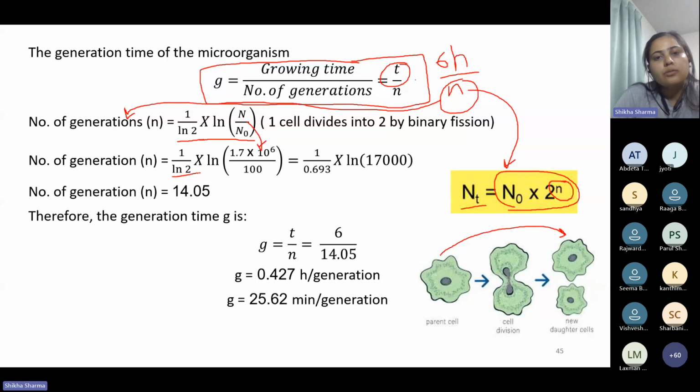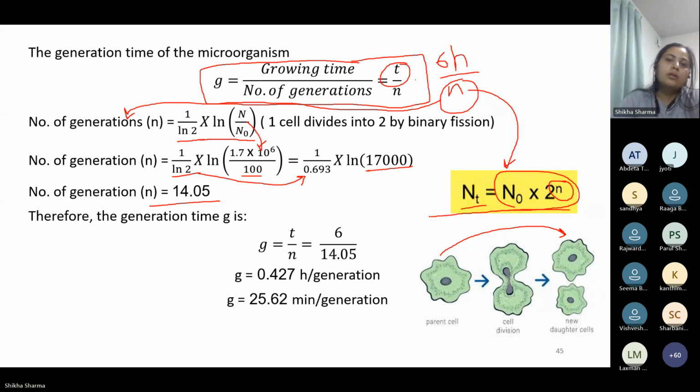So 1 upon ln2, the value of ln2 is 0.693, times ln of 1.7 into 10 to the power 6 by 100, which we can write as ln 17,000, and when we calculate we get the number of generations as 14.05. So we now know how many generations it takes to grow from 100 to 1.7 into 10 to the power 6 by binary fission. This value is 14.05.